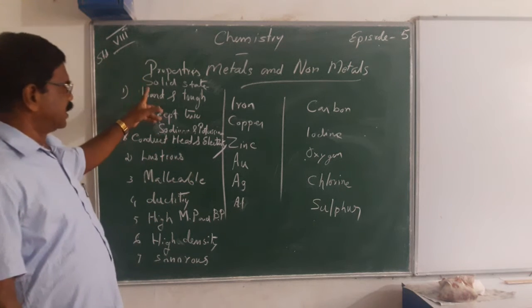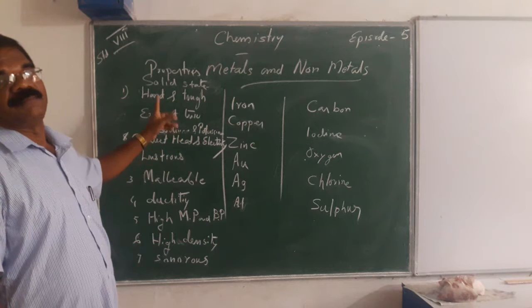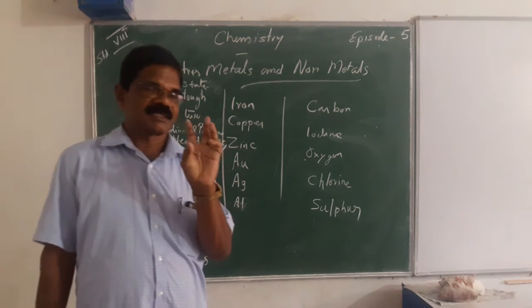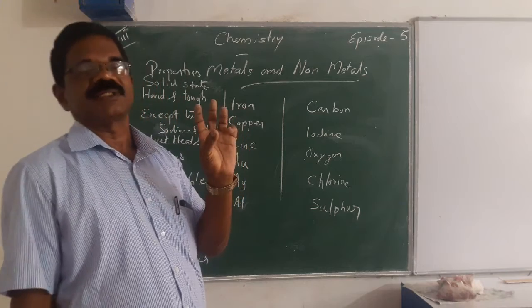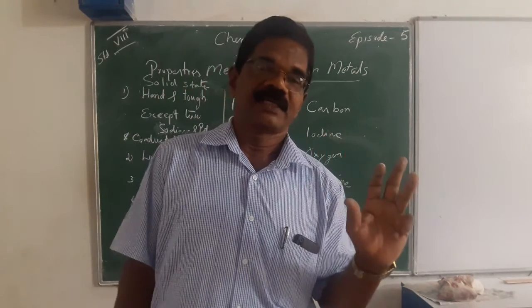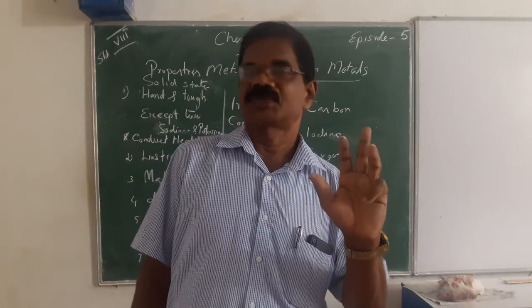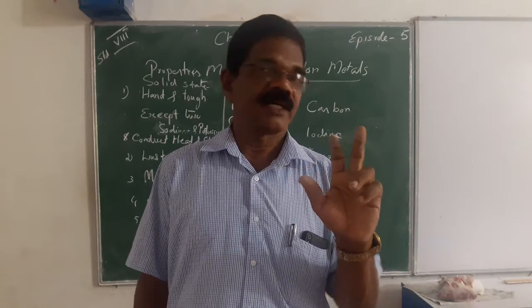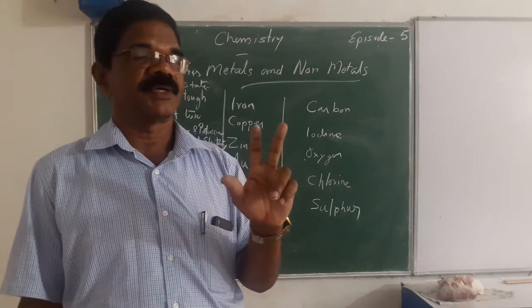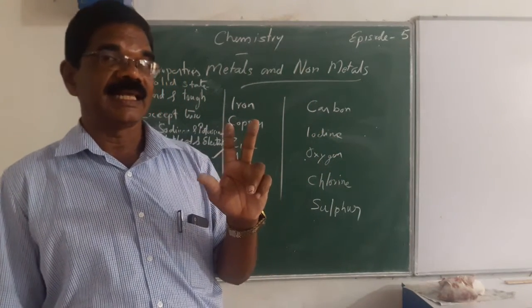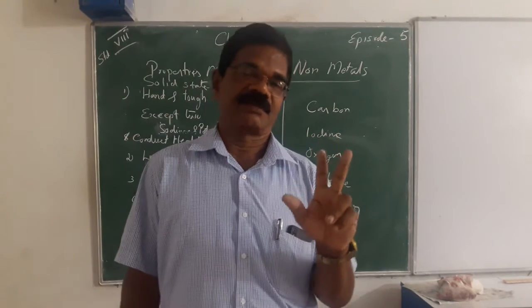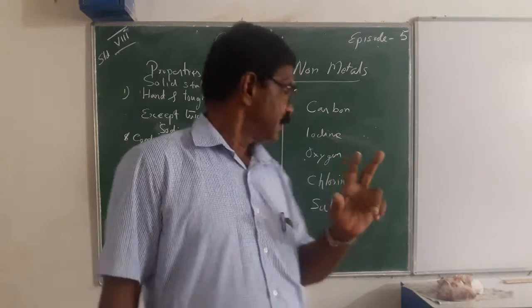So first you must remember the physical properties of the metal. Then second, the metals which are the exceptions to this. First, the liquid metal, mercury. Second, the soft metals, sodium and potassium. The metal which has a low melting point and low boiling point, gallium. You can see these elements on your periodic table.